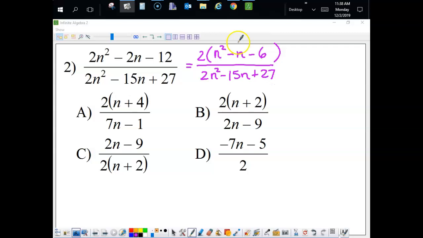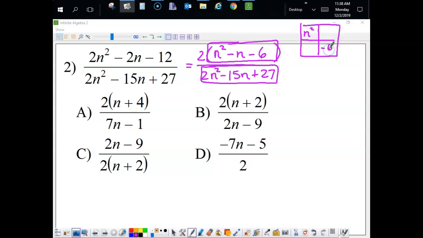But we need to see if these can factor using the box method, and they will, because if they didn't factor, we wouldn't be able to do anything. So let's go ahead and factor these. Put n squared here and negative 6 here. So we're looking for two things that multiply to make n squared. That would be n and n. And then we need two things that multiply to make negative 6. That would be 3 and 2.